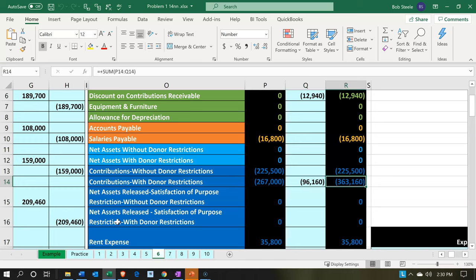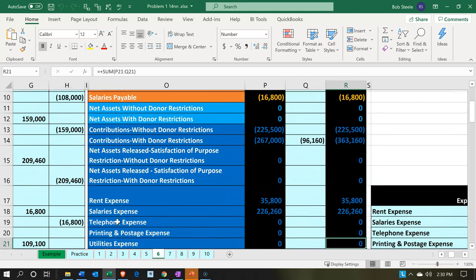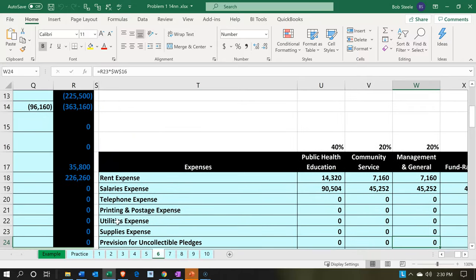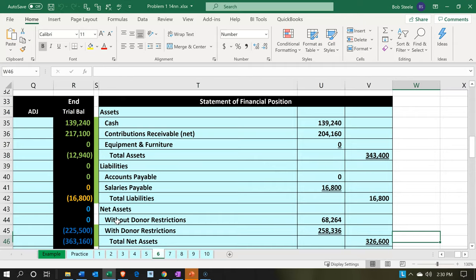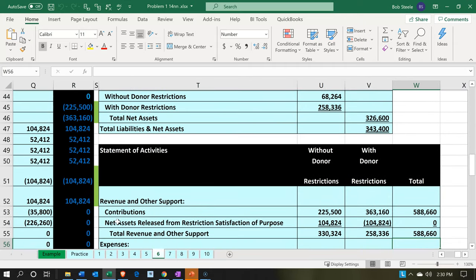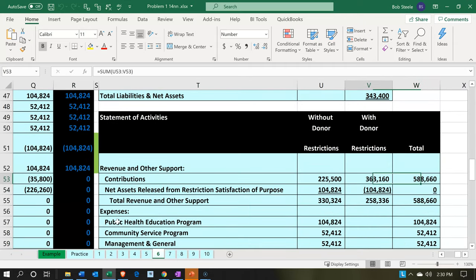That's basically increasing a type of revenue account, with the contribution accounts being broken out between those with and without restrictions, with 2 accounts here. However, when we bring it over to our statement of activities down below, we're going to break that out with the 2 columns, restricted and unrestricted. We could have 1 account and break it out by column rather than 2 separate accounts. So that's going to be our objective.